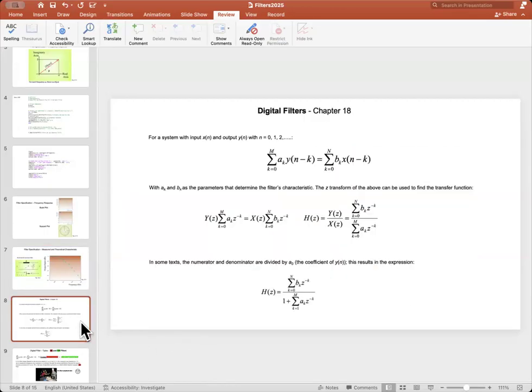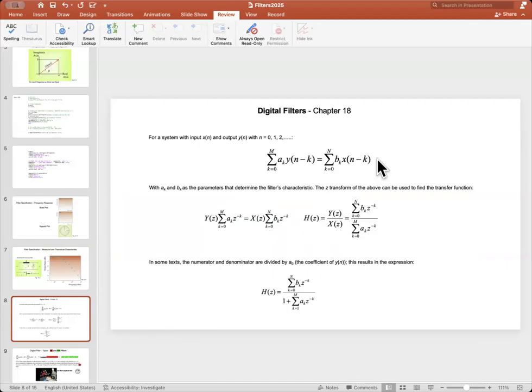The digital filters are described in chapter 18. Recall that these are characterized by difference equations, not by ordinary differential equations, such as the ones in continuous time. These difference equations are characterized by a number of coefficients related to the output of the filter y with different lags k, and a number of coefficients associated with input x, also with different lags. Of course, some of these lags can be zero, and some of these coefficients can be zero as well.